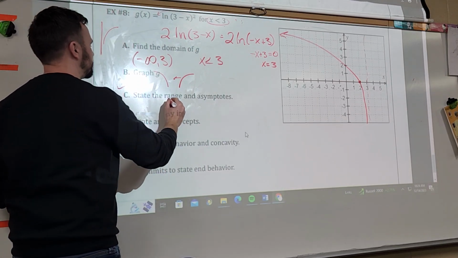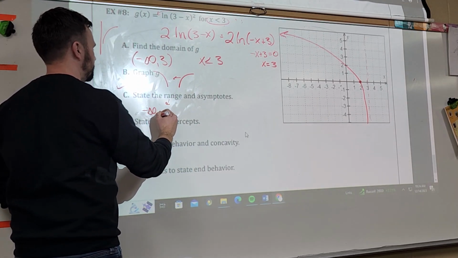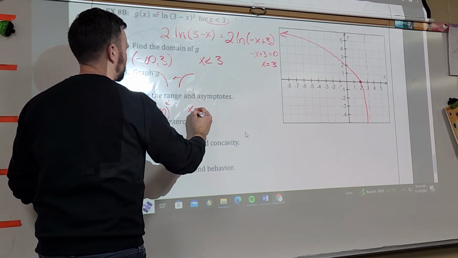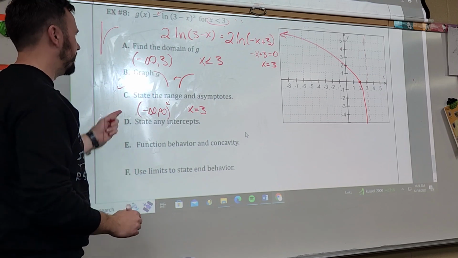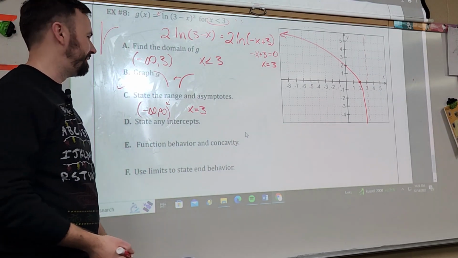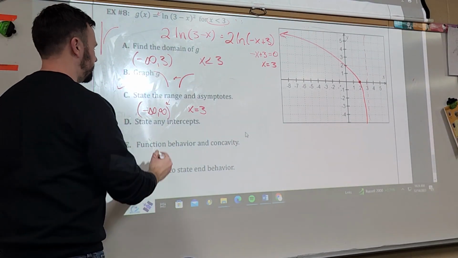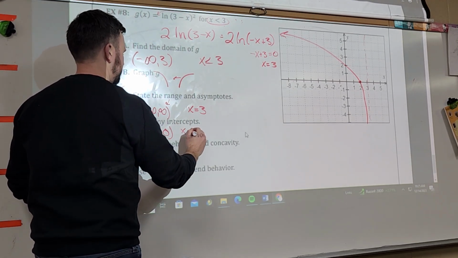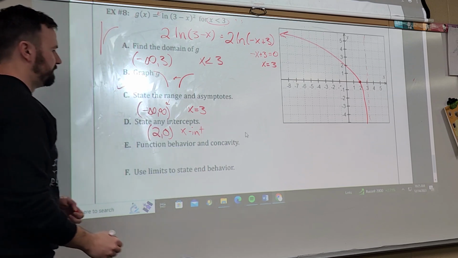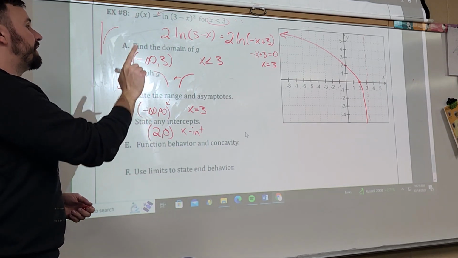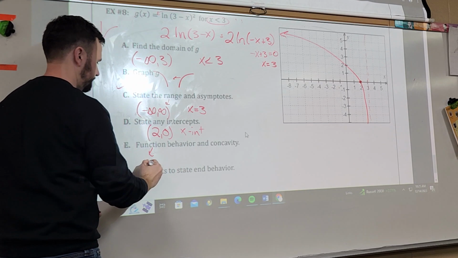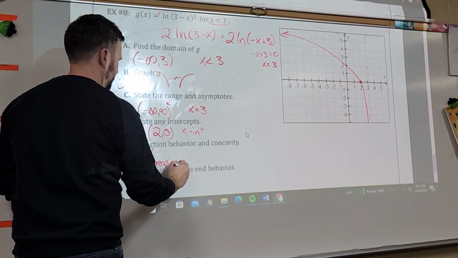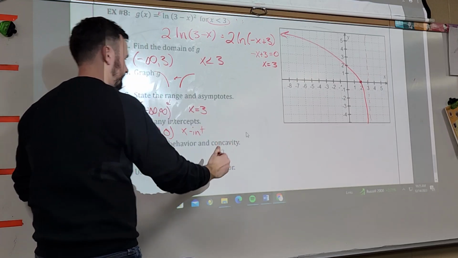State the range. What's my range always going to be, most of the time, all the time? Yep. What's my asymptote? 3. Again, I had to do that to graph it anyways, right? What's my intercept? 2, 0. And that is the x-intercept. Now this one, am I going up or going down? Going down, so I'm decreasing. My concavity is down.